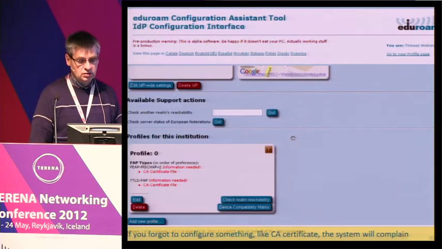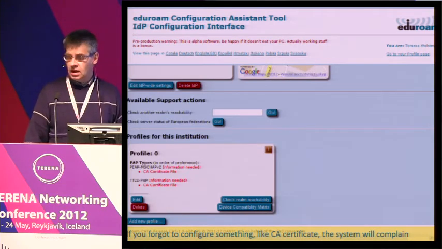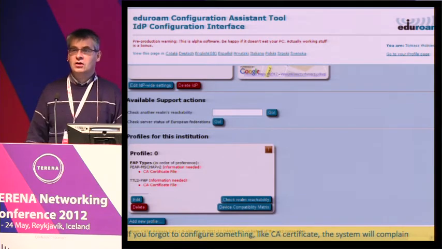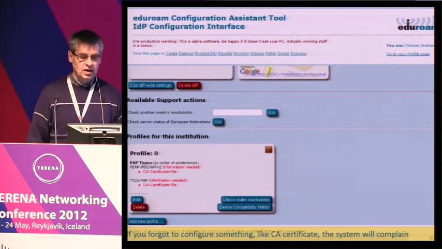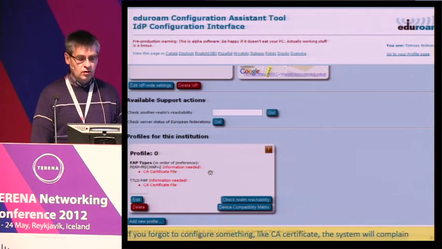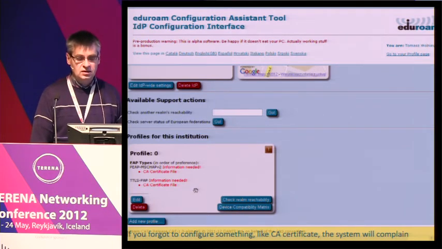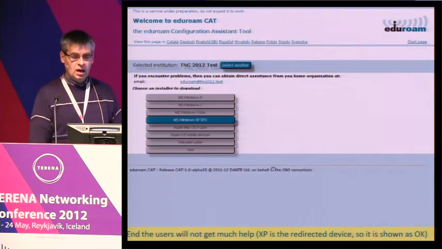What I've been showing up to the moment was me doing everything correctly, not forgetting important things and so on, but you might forget something, and if you do forget something really important, then the system will show some notification, like in this case, that the certificate file has not been uploaded, so we can't really make an installer for it, so the user would see just that.